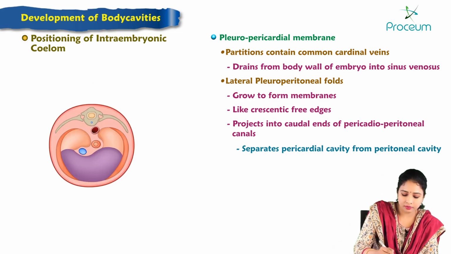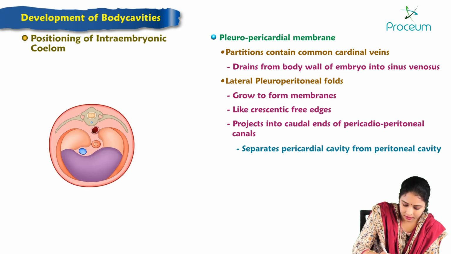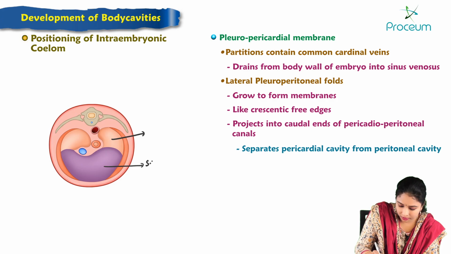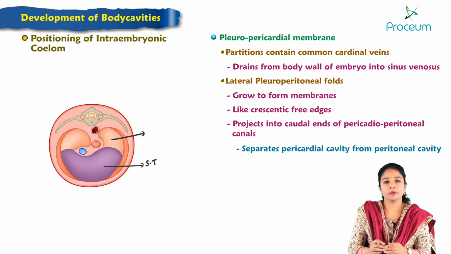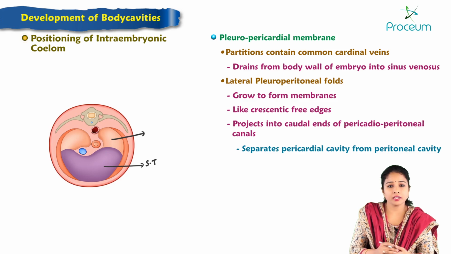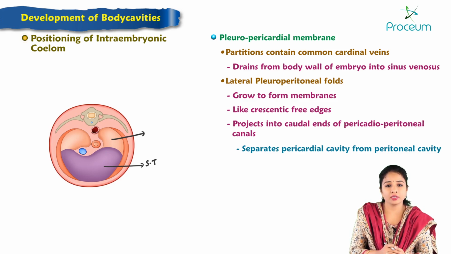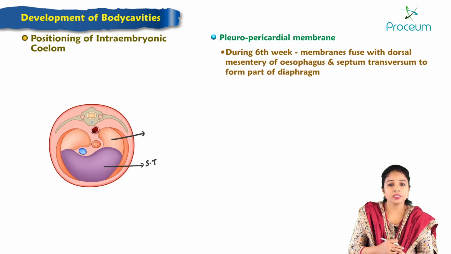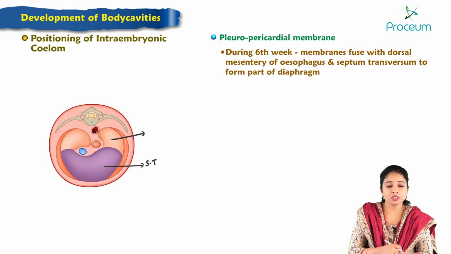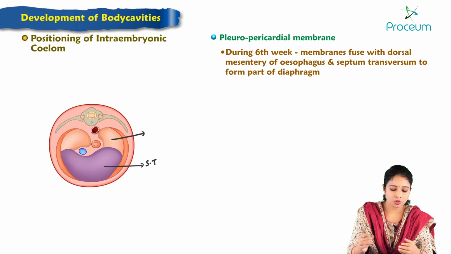So during the 6th week we can see here, the purple one is from the septum transversum, and this is the pericardio-peritoneal membranes, which are initially the canals that separate the pericardial cavity from the peritoneal cavity. During the 6th week, these membranes fuse with the dorsal mesentery of the esophagus and the septum transversum to form a part of the diaphragm.